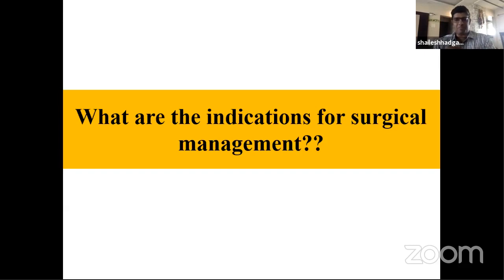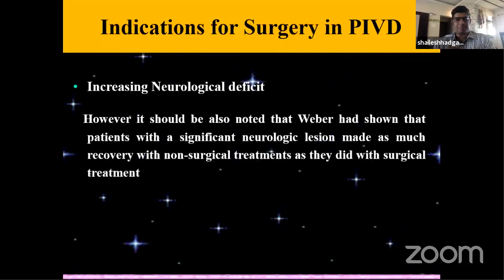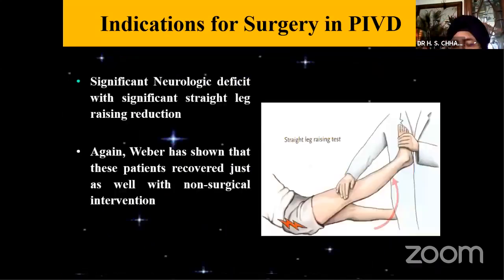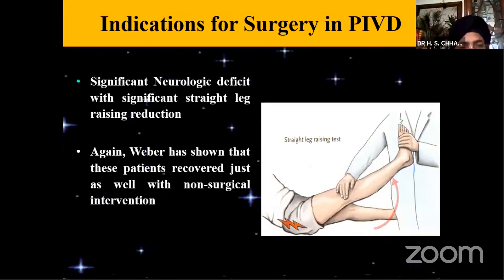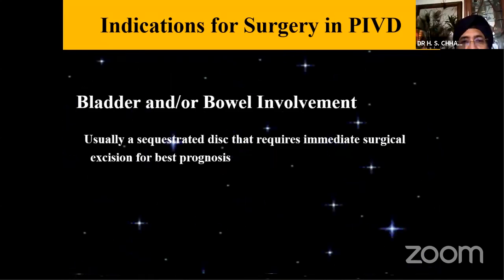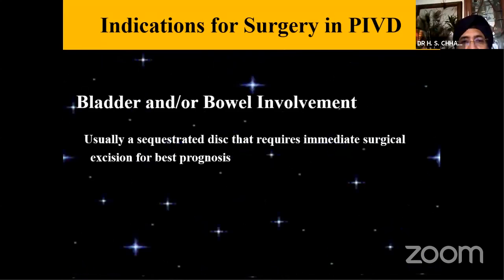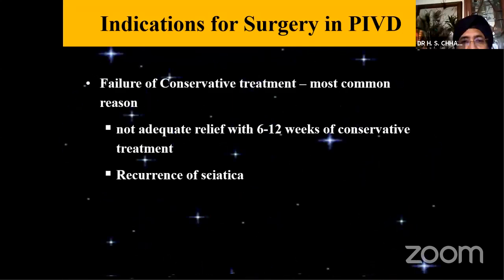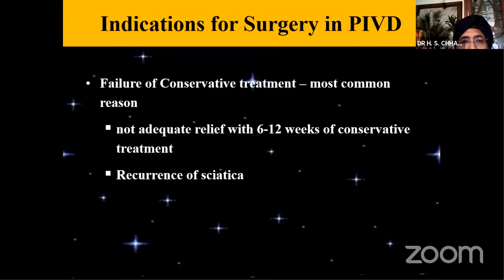Right, Shailesh. So increasing neurological deficit is one of them. However, Weber had also used these patients for his conservative treatment. Significant neurological deficit is another indication, though some people even advocate conservative treatment for this. Cauda equina is the only absolute indication for surgery. We all concur on this. But the most important and most common reason is failure of conservative treatment, as also mentioned by Shailesh. So we'll come to that.